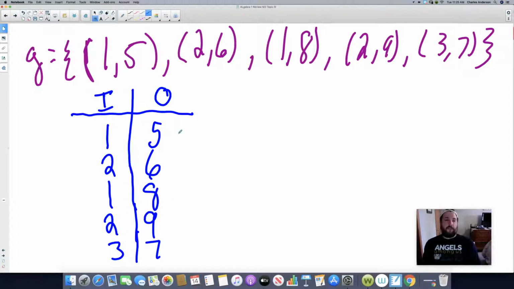So you have to ask yourself, is this relation a function? Well, no, it's not, because 1 maps to 5, but 1 also maps to 8. So the input of 1 has two different outputs. Likewise, so does 2: 2 maps to a 6, and it also maps to a 9. So this is not a function.